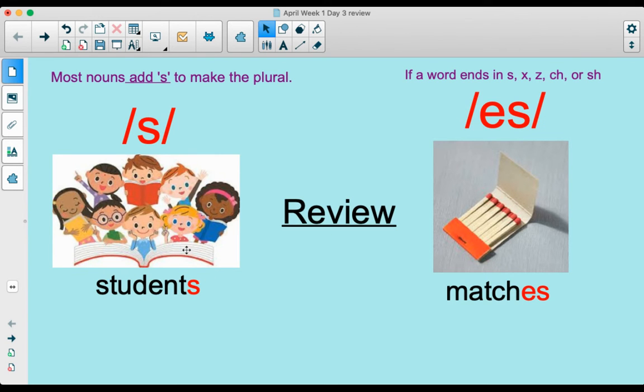There's more than one student, so the word is students. Say it with me, students. Now let's look at this picture. There's more than one match, so the word is matches. Say the word with me, matches.